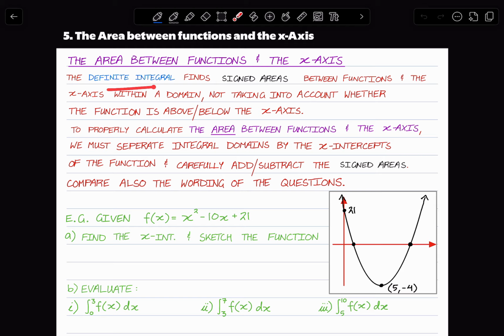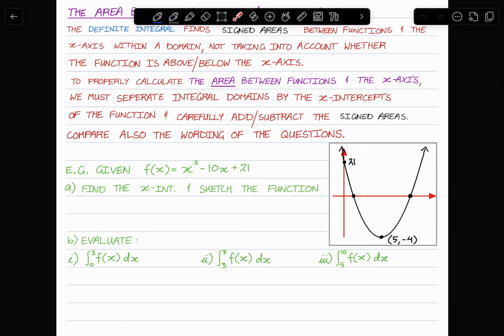The definite integral finds signed areas between functions and the x-axis within a domain, not taking into account whether the function is above or below the x-axis. To properly calculate the area between functions and the x-axis, we must separate integral domains by the x-intercepts of the function and carefully add or subtract the signed areas. Also compare the wording of the questions.